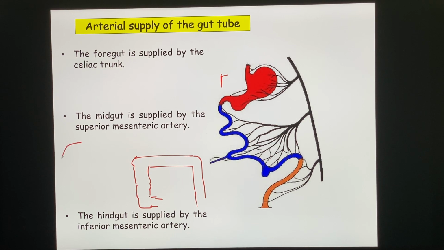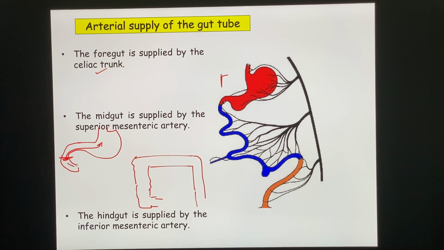When you're talking about the foregut, this will be the stomach like that. So this is the duodenum. You can see, not all of the duodenum is foregut. The second part of the duodenum is where the major duodenal papilla opens, and above that is the foregut. So the blood supply to that will be the celiac trunk.